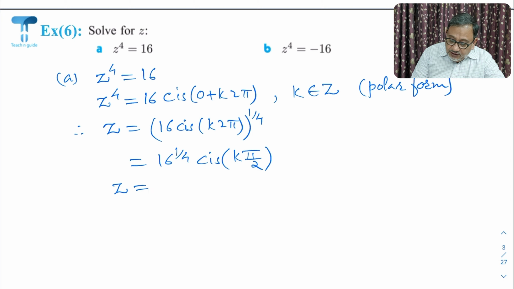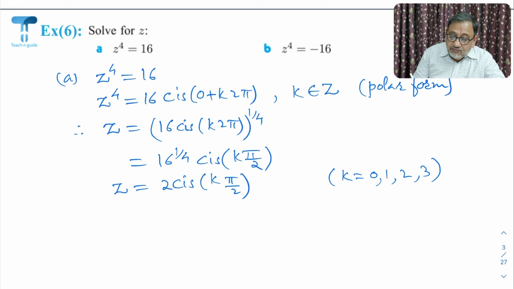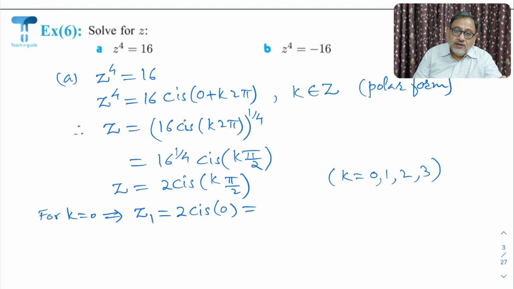So z will be 2 cis k pi by 2. Now here k is going to take the values 0, 1, 2 and 3. Like that we are going to have 4 roots of complex numbers. So for k is equal to 0, we are going to get the first root z1 = 2 cis, replace k by 0, so it will be 0 only. So therefore the answer will be 2 only, because 2 cis 0 will give you 2.